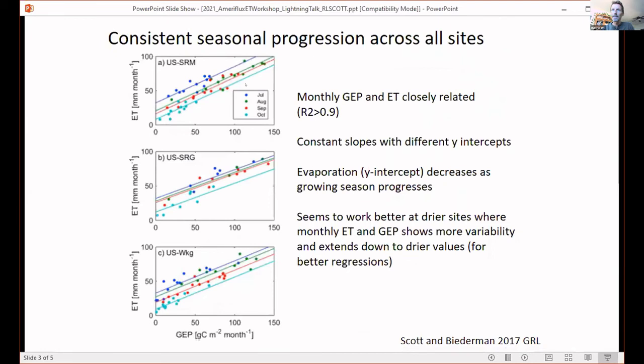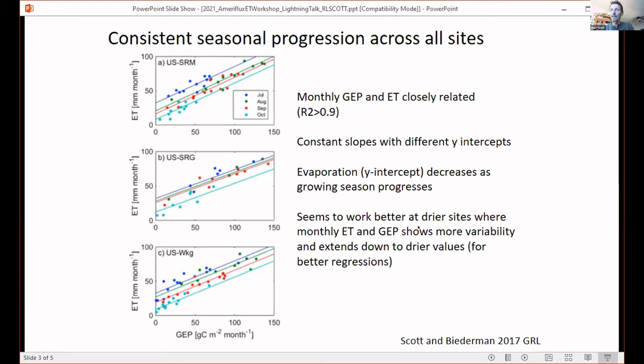And we tested this at 4 other nearby sites with different vegetation composition. And we found the same consistent pattern of July having the most evaporation, October having the least, as well as constant slopes with different y-intercepts.